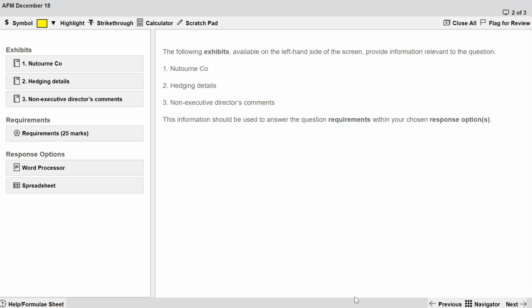In today's session, we are going to solve a foreign currency risk management question from the December 2018 attempt. Let's start from the requirement.